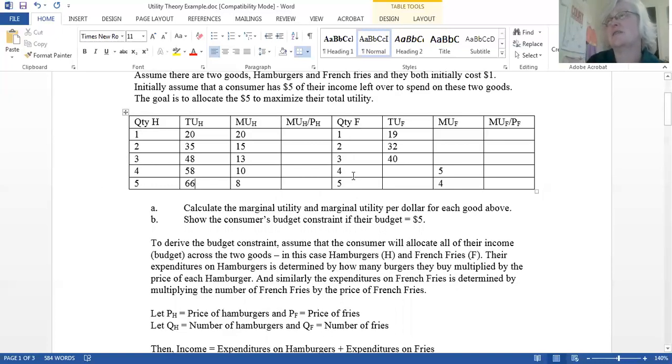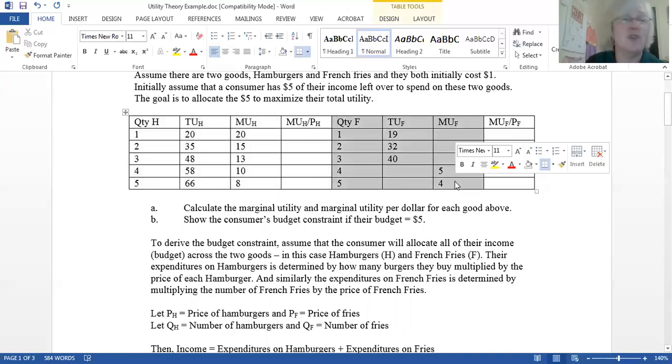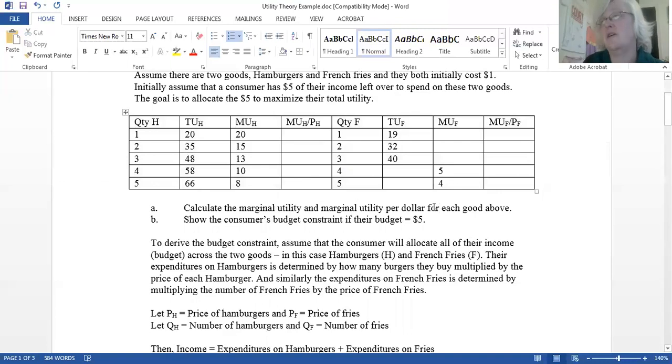Let's look at the French fries. The French fries are over here on this side. What we just did was the hamburgers. Now we're going to do the same thing over here for my French fries. Exact same process. So the first hamburger, after eating 1, we're at 19.